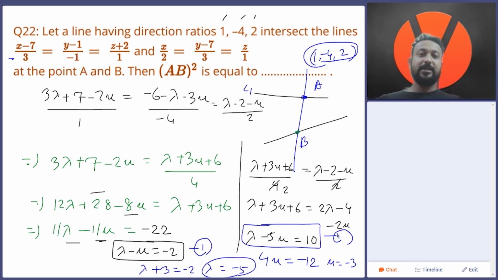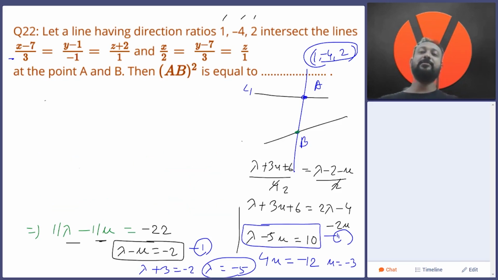So guys, shall we write down the point? These questions are very easy once you crack it. The only thing where you can go wrong is the calculation part. So be very sincere and very cautious about that. So lambda is minus 5, mu is minus 3. Again, we're writing the point.